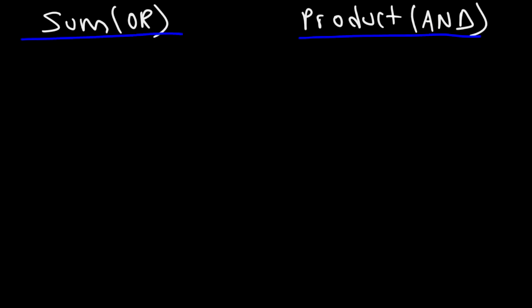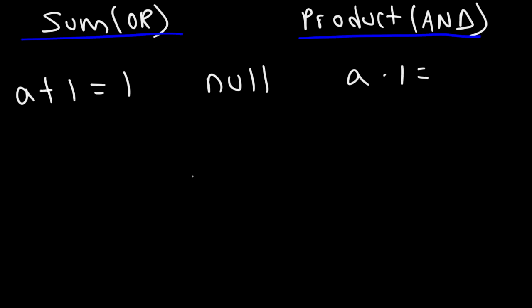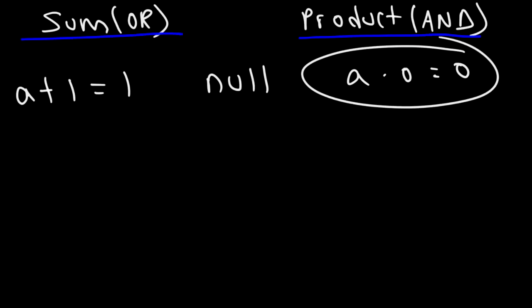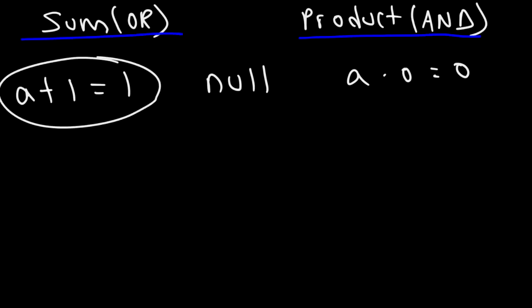The next one is the null property. A plus 1 is equal to 1, and A times 0, rather, is equal to 0. Now, if you're analyzing this using old school algebra, this equation might make sense to you, but this one might be a little confusing.